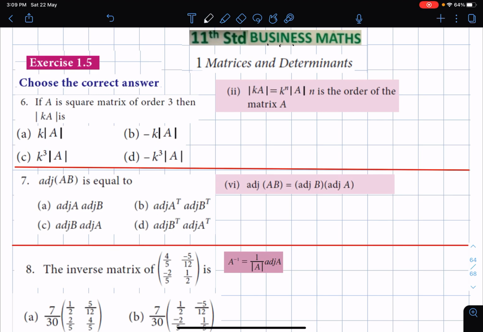Hello 11th standard business math students, welcome back to chapter 1, matrices and determinants. Today in exercise 1.5, question number 8, choose the correct answer.